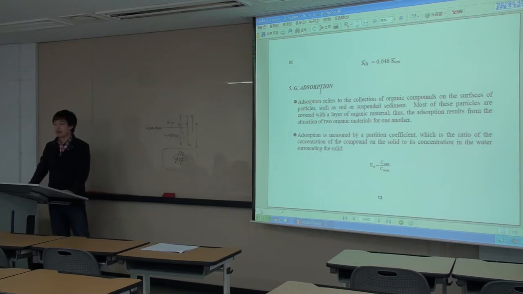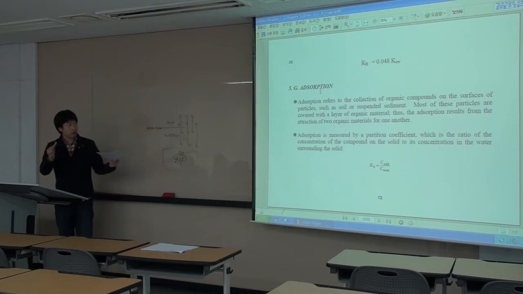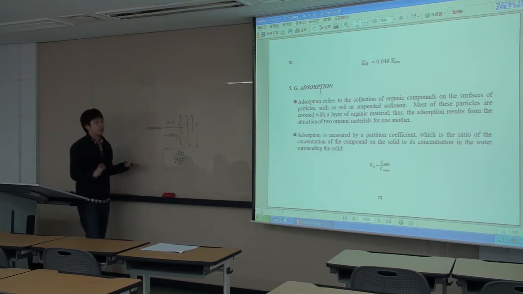Absorption is when something is formed on the surface of something else. There is some soil mineral and some sediment, and some chemical is attached on this surface. And during this situation, the partitioning coefficient is very important. Just think about the deep ocean sediment.